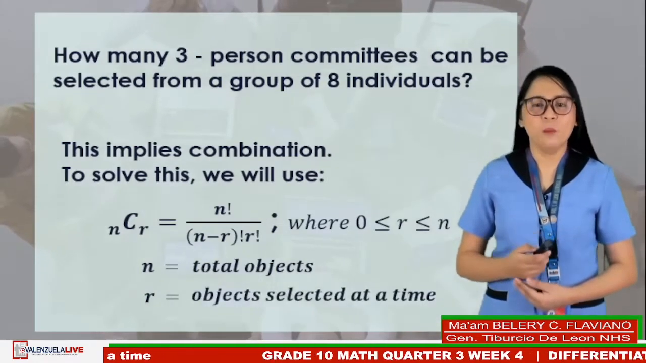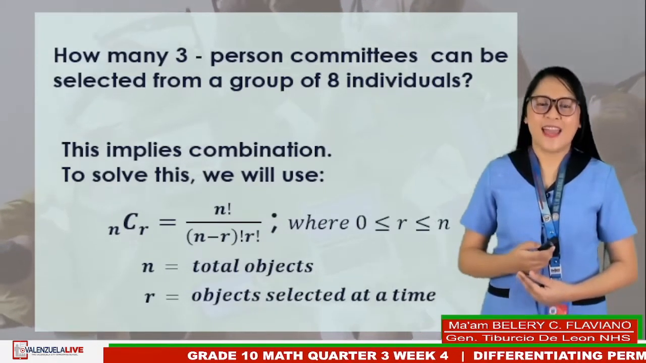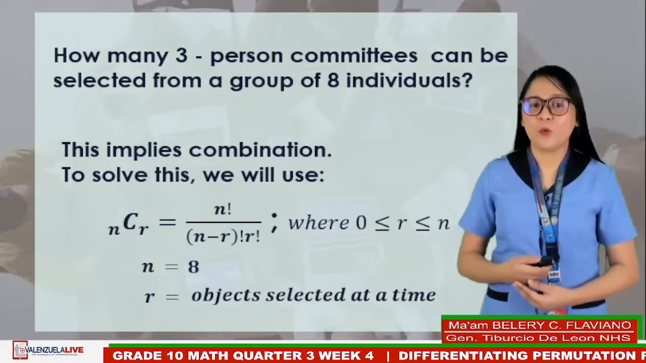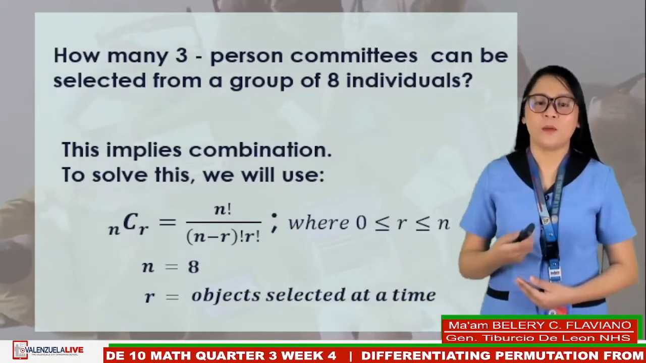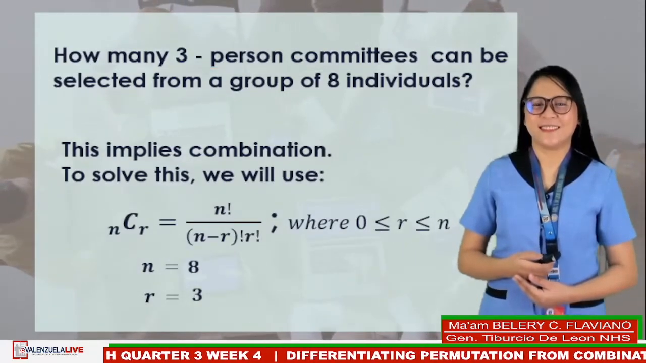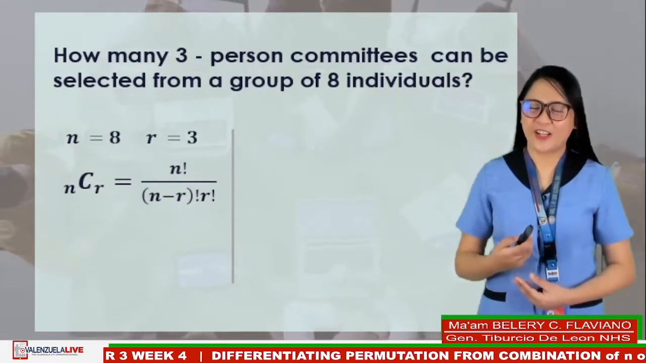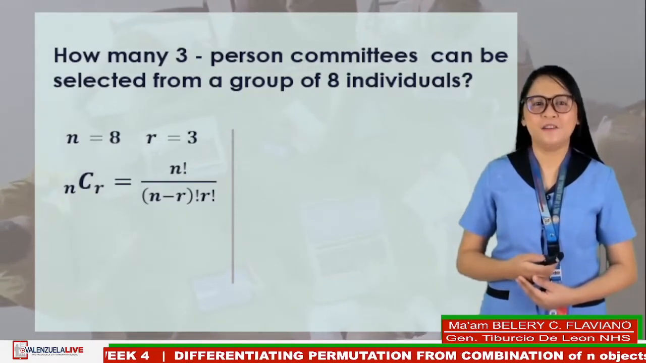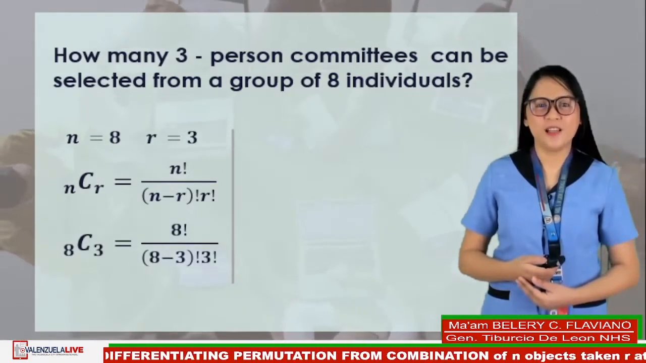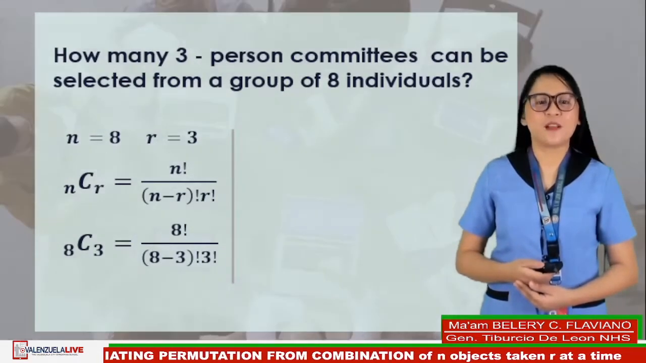In this problem, the objects are the 8 individuals, so we have n equals 8. On the other hand, 3 of them will be selected at a time to form a committee. So we have r equals 3. Let's proceed. Substitute the values of n and r to the formula. We will have 8 choose 3 equals 8 factorial over (8 minus 3) factorial times 3 factorial.